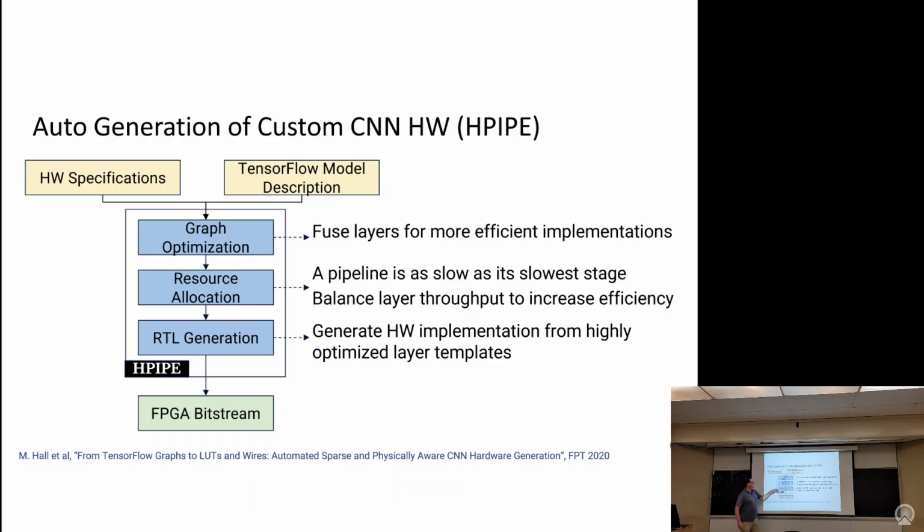What's in it? And then it takes in a TensorFlow model description, so a graph that describes the neural network you want. And then it goes through a sequence of operations. Kind of sees, can it optimize the graph a bit? And then it basically has to decide how many resources to give to each layer, so it doesn't exceed the FPGA resources, but tries to maximize throughput. And then it generates the RTL. That RTL then goes to Cordis, and then you get a bit stream that you can program, and this accelerator does just that one thing.